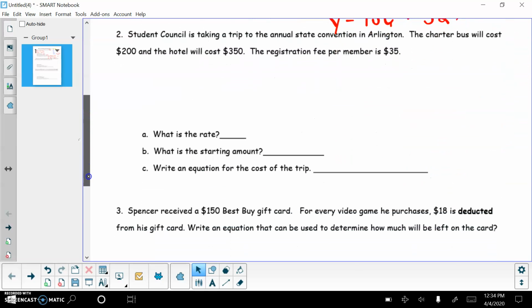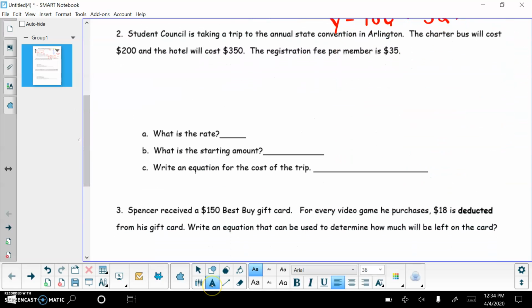Now let's look at example number 2. Example number 2 says student council is taking a trip to the annual state convention in Arlington. The bus will cost $200 and the hotel will cost $350. The registration fee is $35.